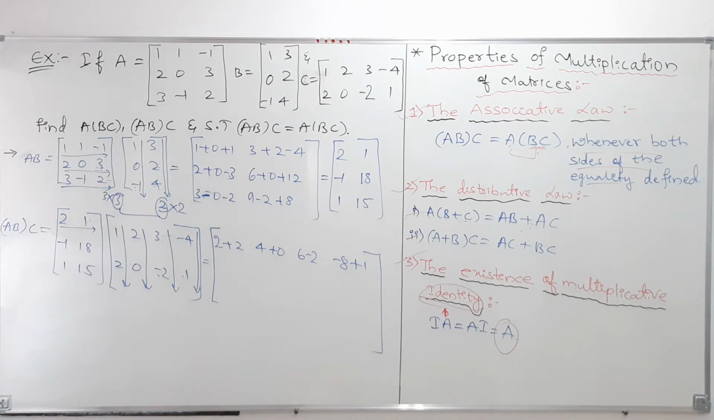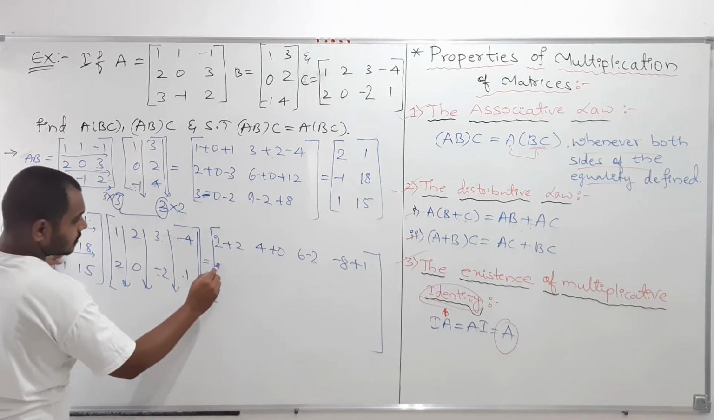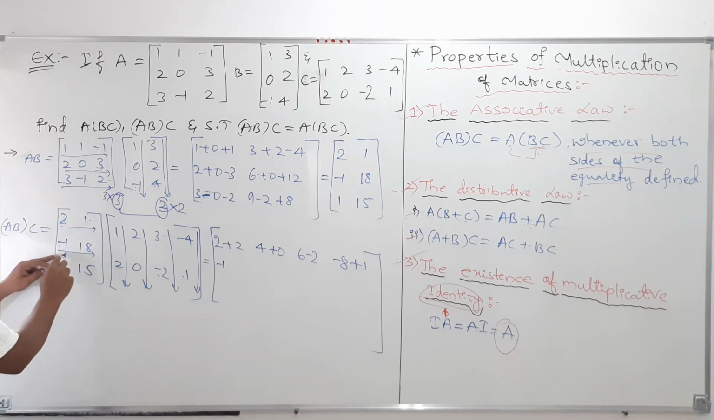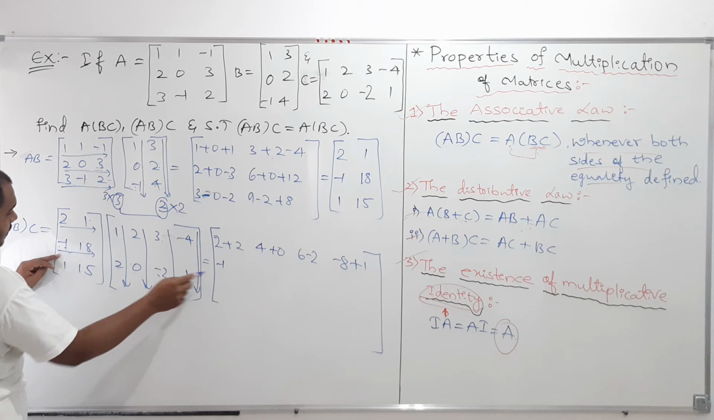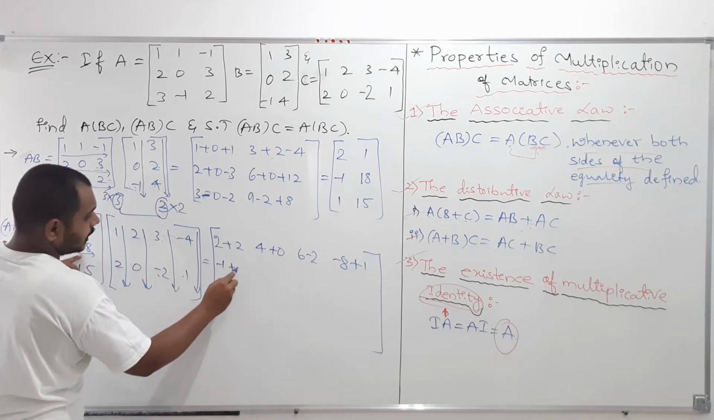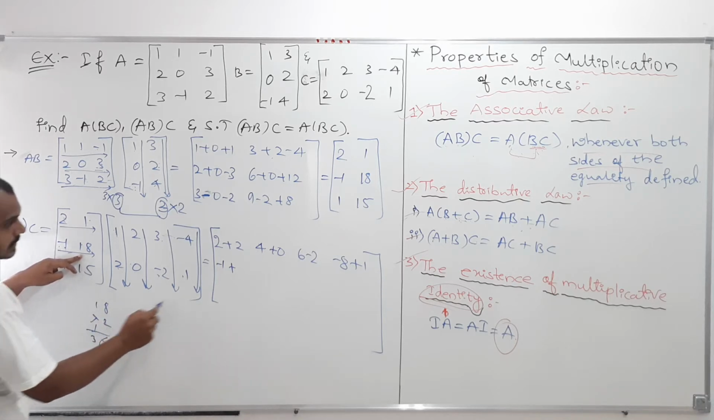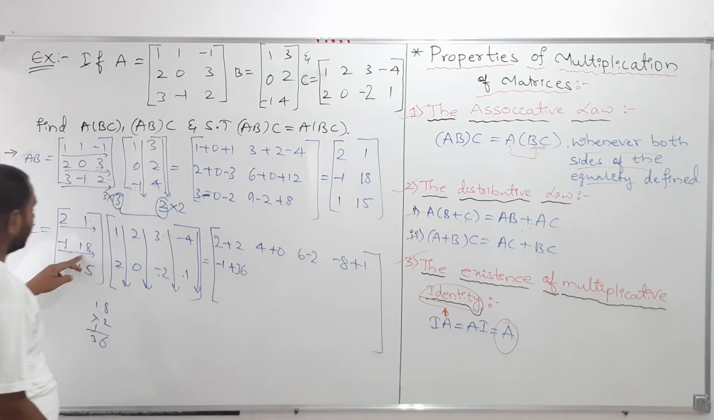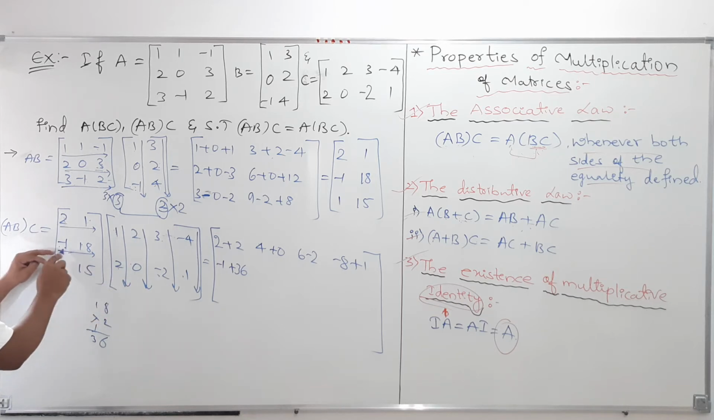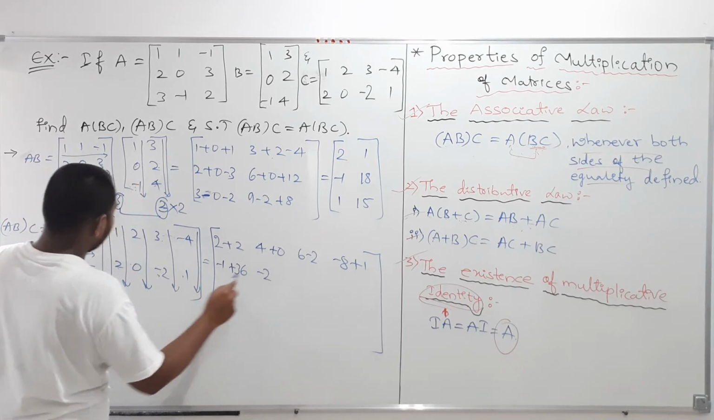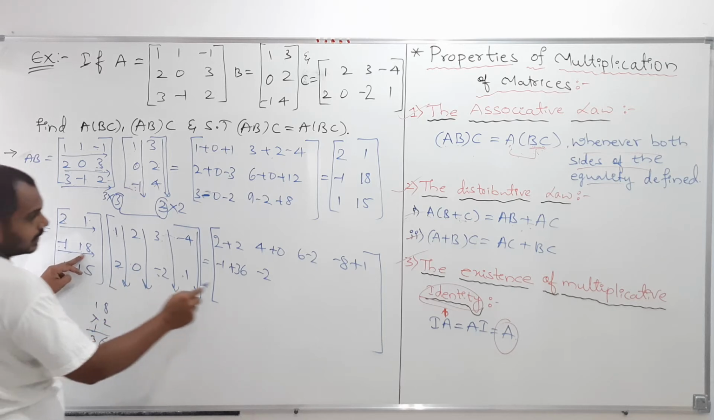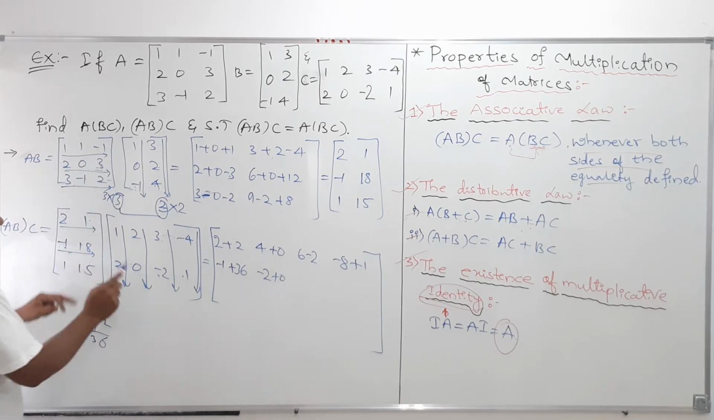I hope you understood. Next, second row, first column. Minus 1 into 1 is minus 1, plus 18 into 2. 18 into 2 is, my dear students, 8 2s are 16, 2 1s are 2, so 36. Clear? Next, second row, second column. Minus 1 into 2 is minus 2, plus 18 into 0 is 0.